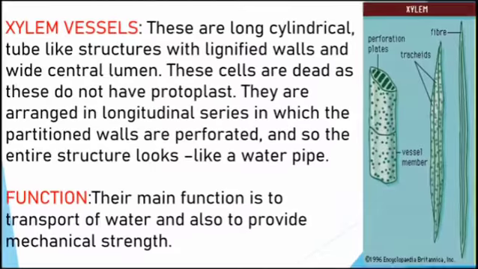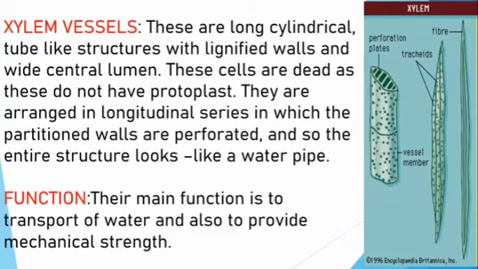Vessels are long cylindrical tube-like structures with lignified walls and a wide central lumen. These cells are dead as they do not have protoplasm. They are arranged in longitudinal series in which the partition walls are perforated, so the entire structure looks like a water pipe. The main function of xylem vessels is transport of water and also to provide mechanical strength to the plant.